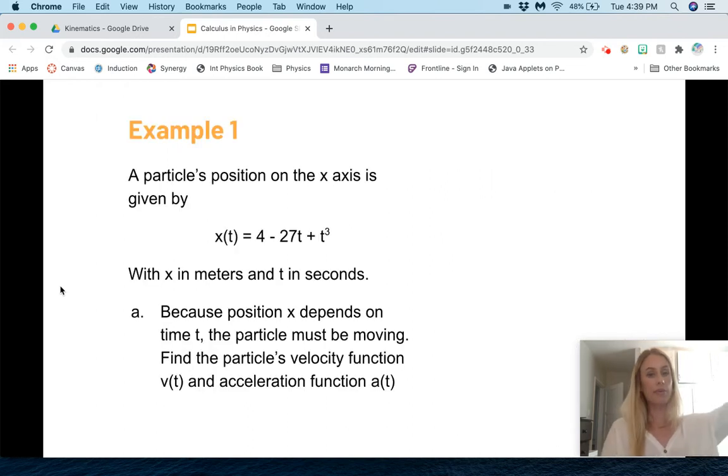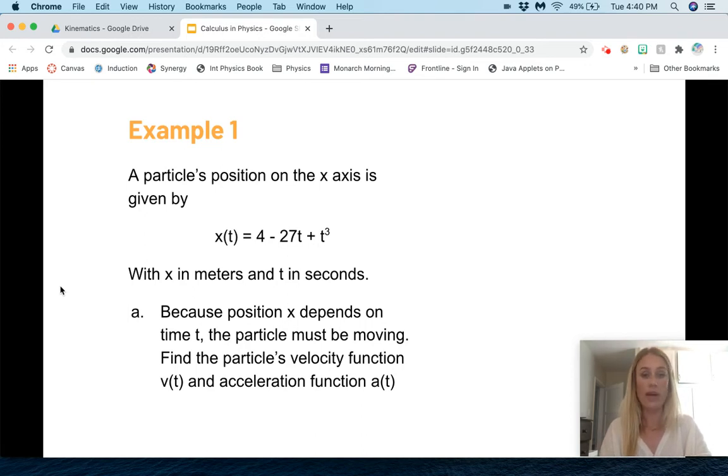All right, example number 1. So we have a particle's position on the x-axis given by position as a function of time equals 4 minus 27t plus t cubed, with x in meters and t in seconds. Because position x depends on time t, the particle must be moving. Find the particle's velocity function v with respect to time, and acceleration function a with respect to time.